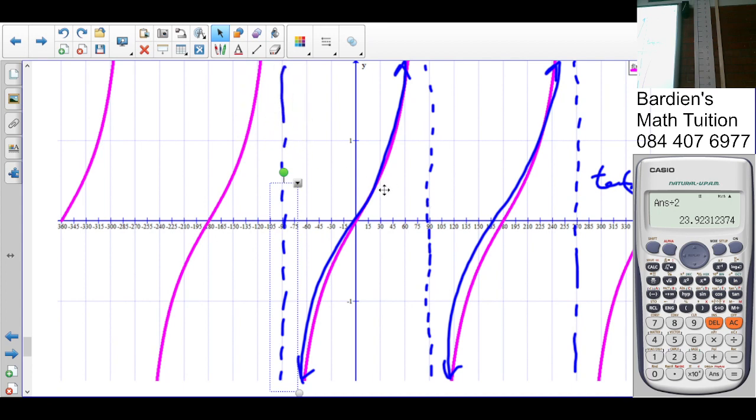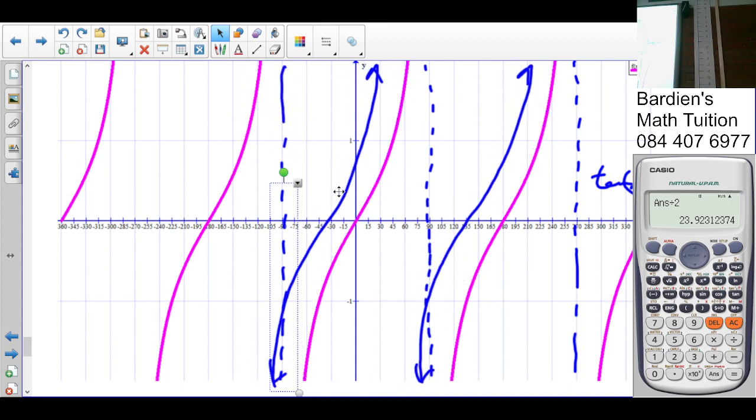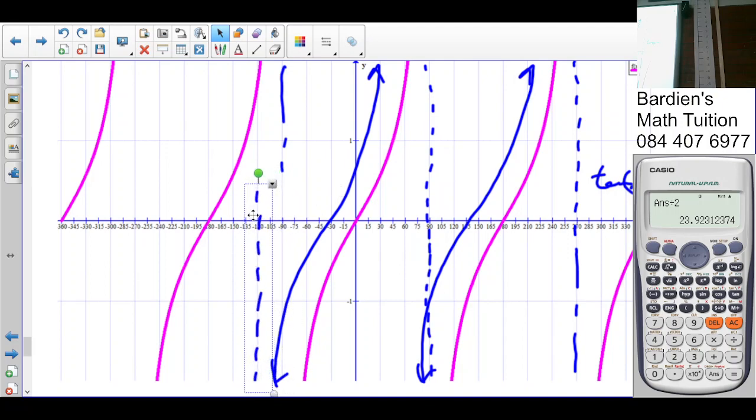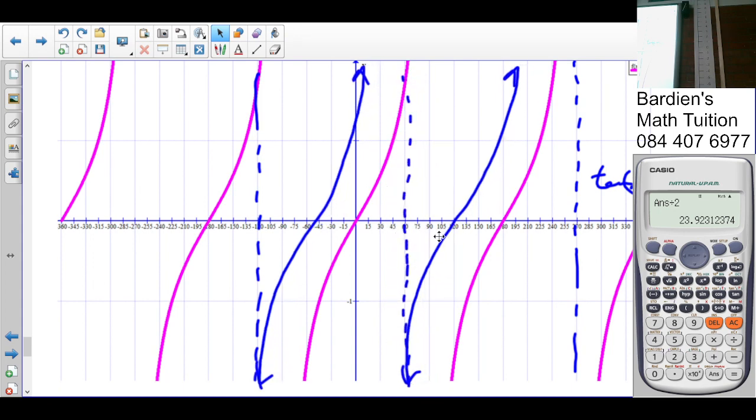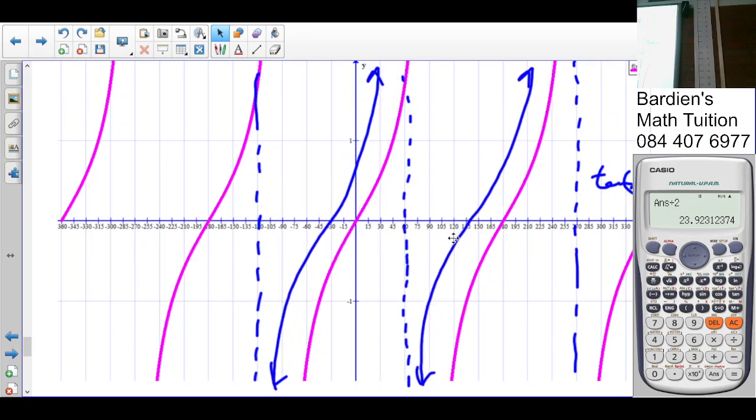Okay. But this graph actually moves 30 degrees, so it's going to go there. Which means the axis of symmetry will always also move 30 degrees over. Make sense? This was at 90, so it goes to 60. And that goes over to, that's 0 to 30.